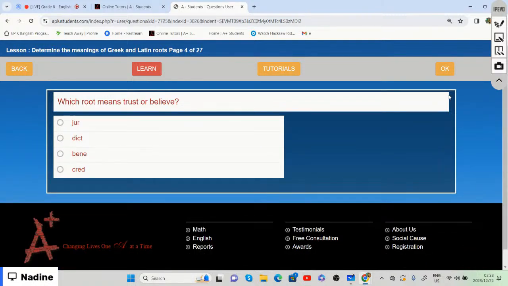So now we need to say which root means trust or believe. Is it jur, dict, bene, or is it cred? Is it jur, dict, bene, or cred? That means trust or believe.